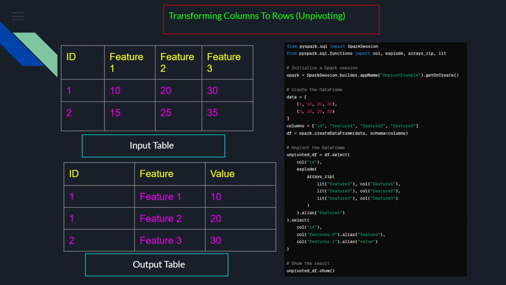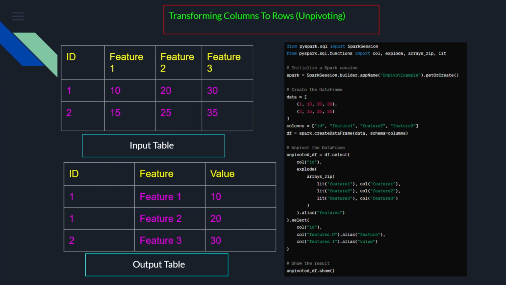Here you can see the code, right? The arrays_zip method combines multiple columns into a single array of structs, where each struct contains elements from the respective positions of the input columns. Then we have the explode method. This function is used to turn each item in an array column into a separate row, effectively expanding the array into multiple rows, one for each element of the array.